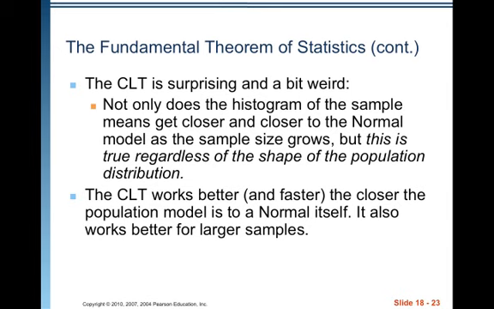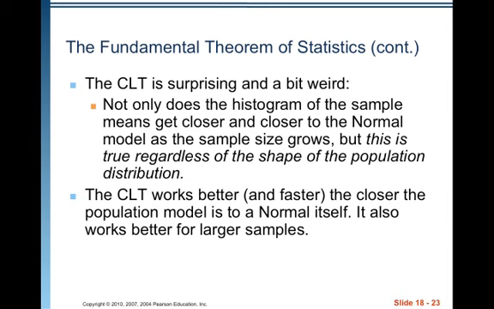Not only does the histogram of the sample means get closer and closer to the normal model as the sample size grows, but this is true regardless of the shape of the population distribution. And that's so cool. Like the pennies, where the population distribution was skewed, still once we start averaging, the sampling distribution of the sample means gets closer and closer to the normal model. The CLT works better and faster the closer the population model is to a normal itself, and it also works better for larger samples.